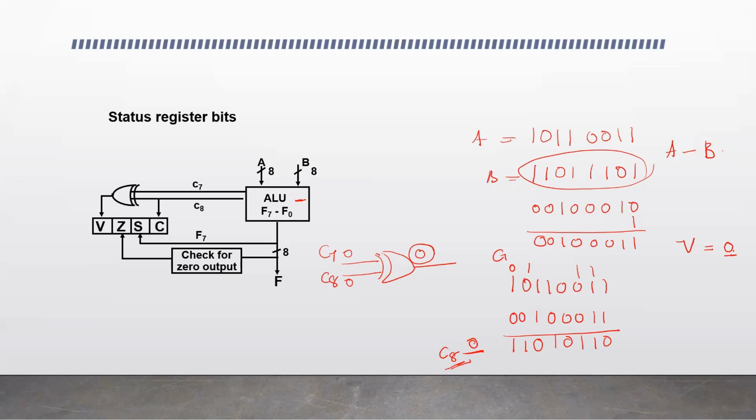And to set the other flags, how is the flag checked? The result of this operation is checked. Here the bits are not all zeros. If all the bits of this result are 0, then Z is set to 1; otherwise it is set to 0. So the value of this Z flag is 0.